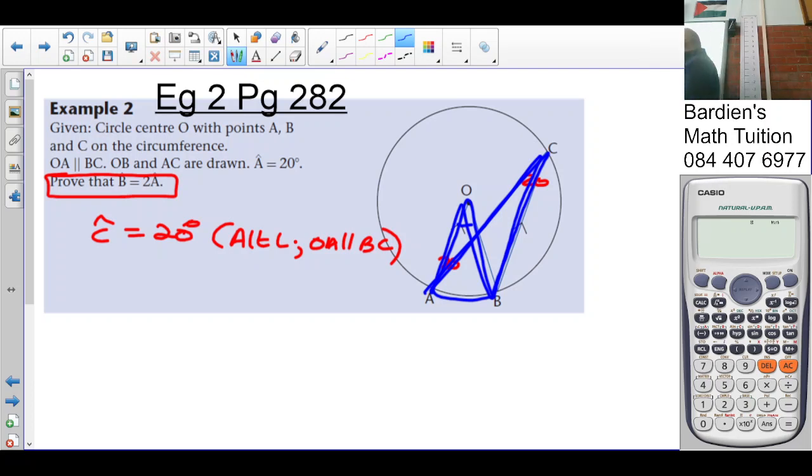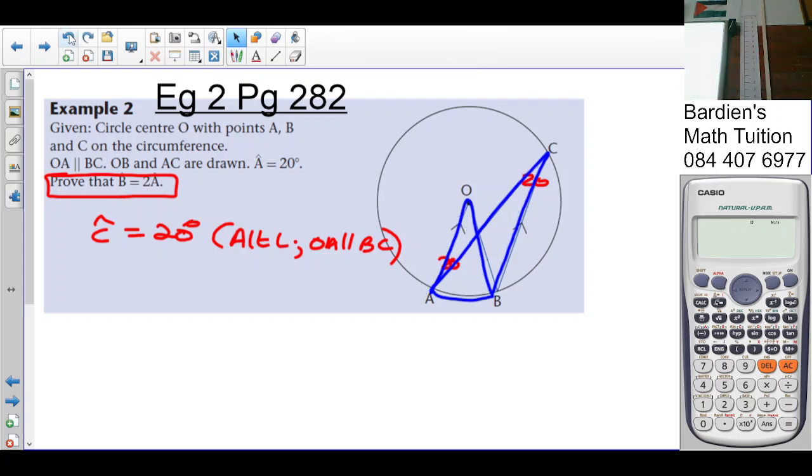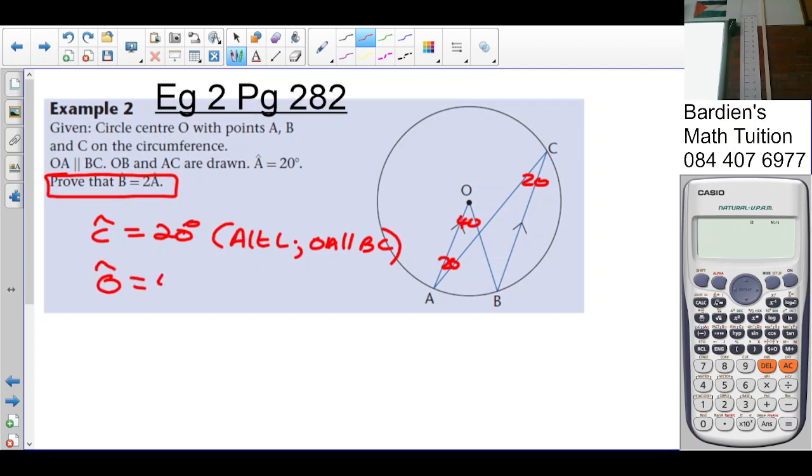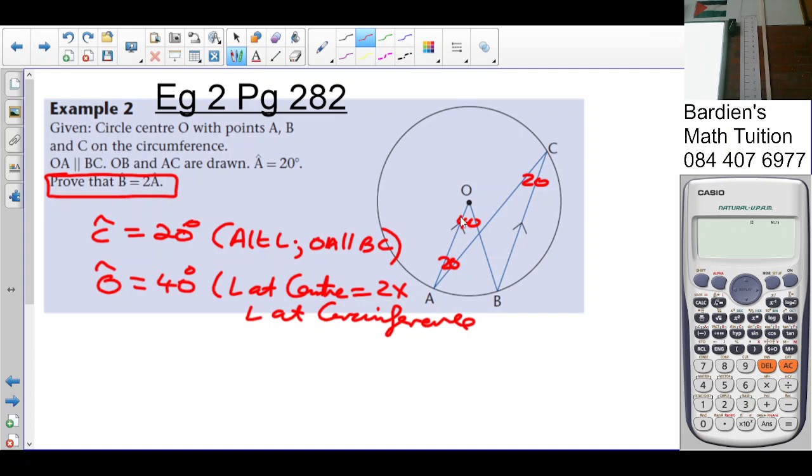You understand? So easy. Angle at center is twice angle at circumference. So what do I write? I first write angle O is equal to 40 degrees. Why? Angle at center equals 2 times angle at circumference. Angle at center is twice angle at circumference. But have I answered the question? No.